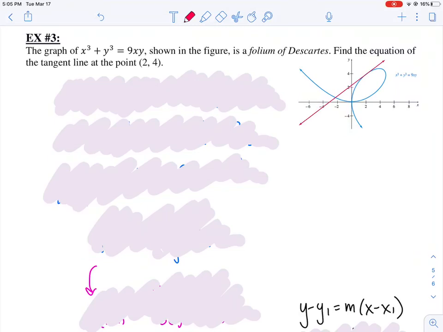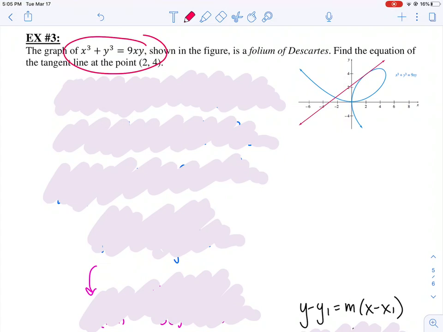All right, this is our last example from 14.4. Example number 3 asks us to do a little bit more with our implicit differentiation. It asks us to find the equation of the tangent line to this curve. So it gives us this funky equation, and if you put it in your calculator or in Desmos, it would look something like the blue picture over to your right.